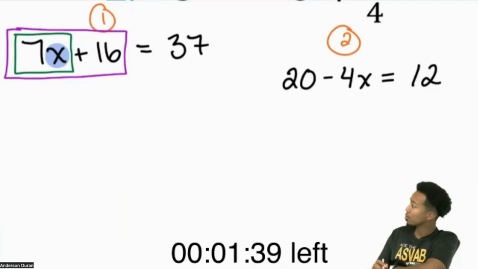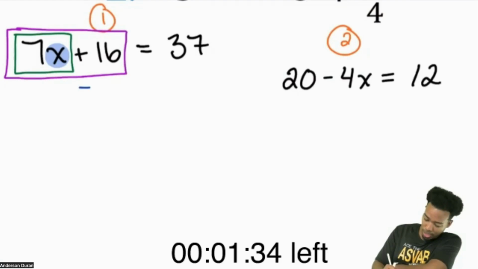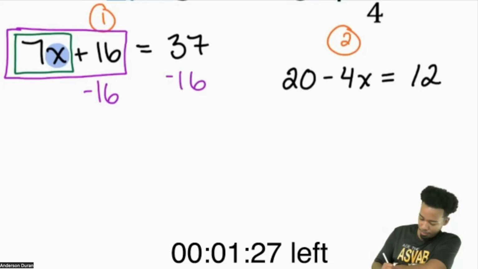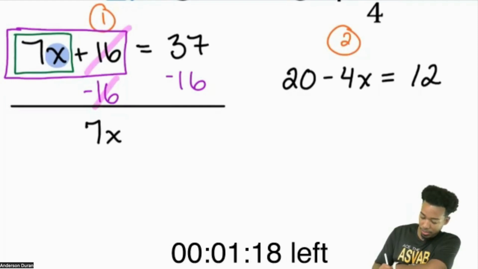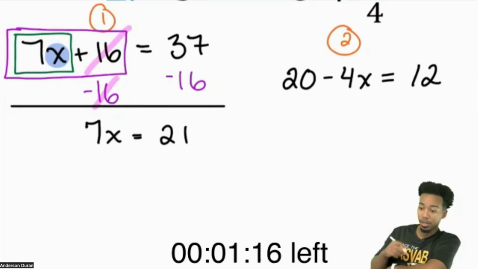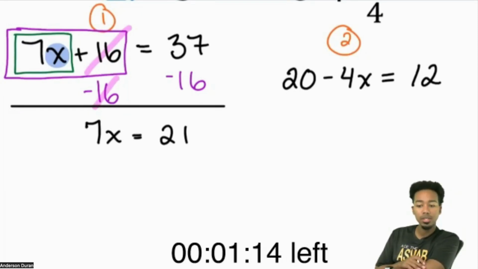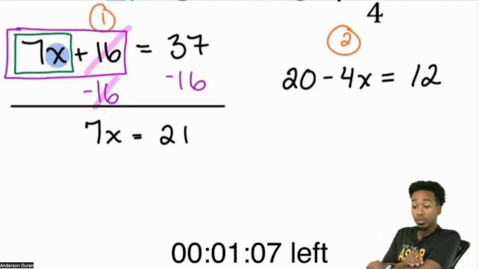So for that first one, if you're stuck on it, what you can do to start off is by subtracting 16 on both sides. Let me use purple for that. And once you have that, that's what eliminates the 16 here. And then you have yourself 7x equals 21. So once you have 7x equals 21, whoever was stuck before, do you know what to do now?